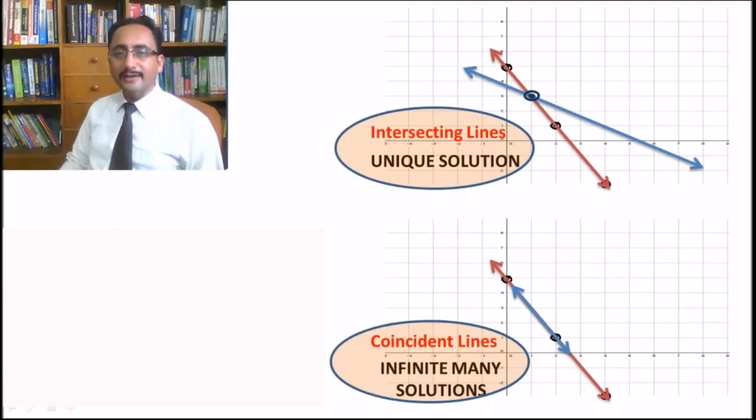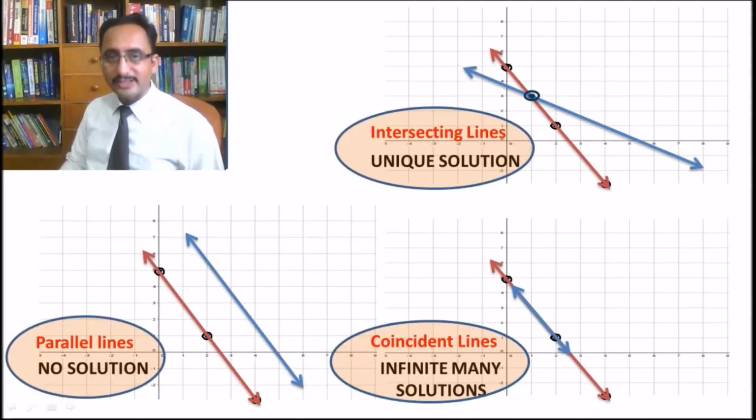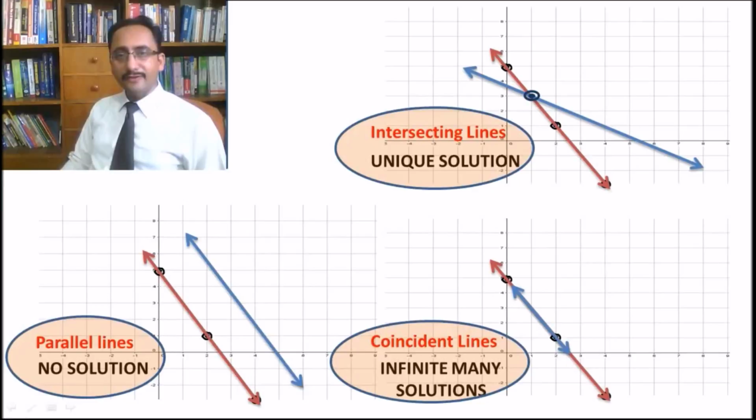The third case which we may come across is that the lines do not intersect at all. What if the lines do not intersect? Then there is no common point which satisfies both linear equations, which means we will have no solution in such a case. So in the first case, we have a unique solution. In the second case, we have infinitely many solutions.